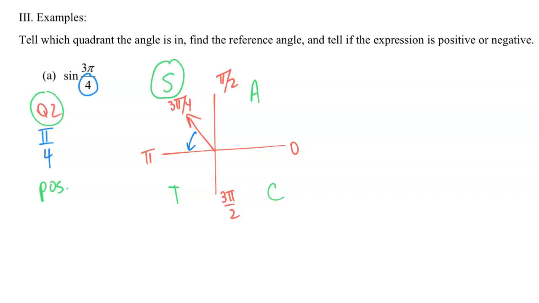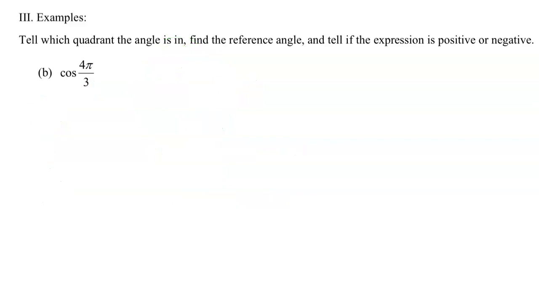If it said cosine of 3 pi over 4, then that would be negative. If it said tangent of 3 pi over 4, that would be negative. But because it says sine, and sine is positive in quadrant 2, then sine of 3 pi over 4 must be a positive answer.